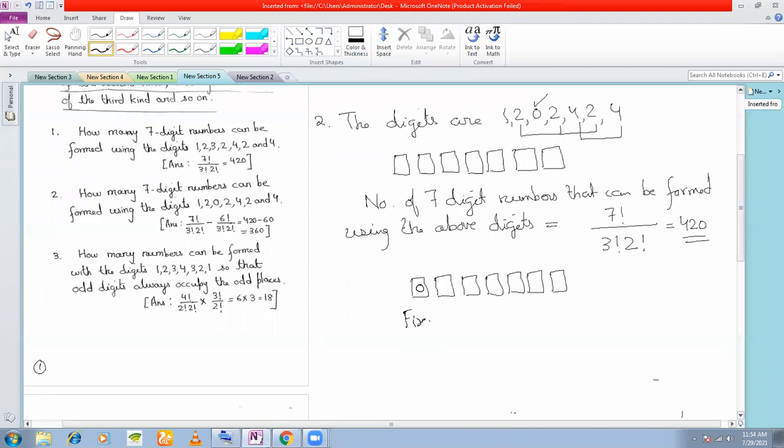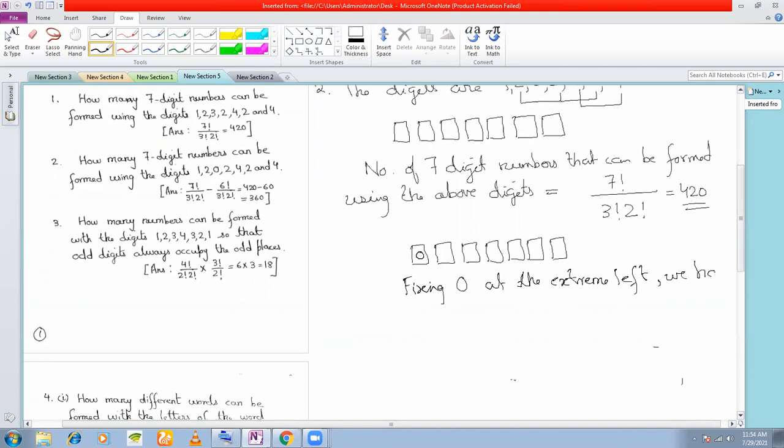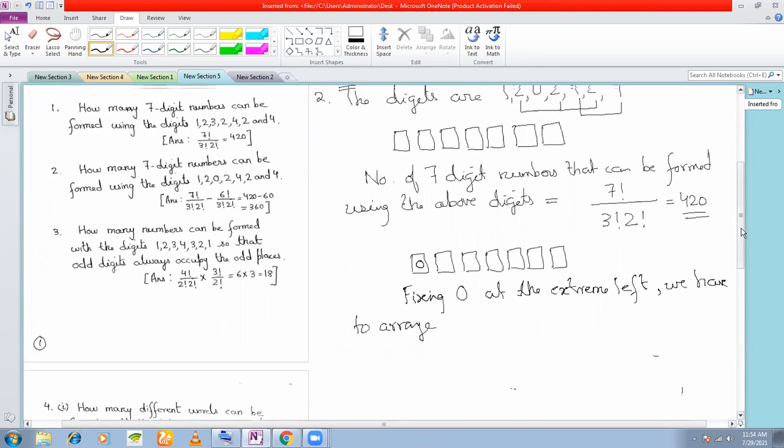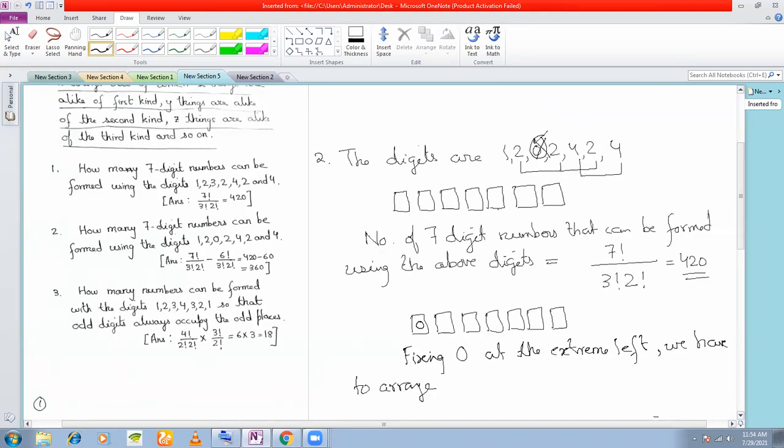So fixing 0 at the extreme left. Now let's see how many digits are remaining. 0 has been fixed, so how many digits are left? 6 digits are left. We have to arrange 6 digits in 6 places.